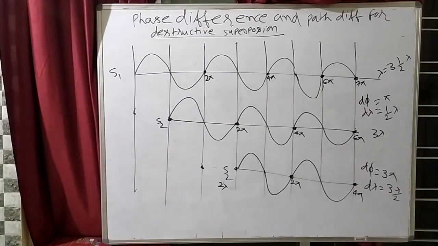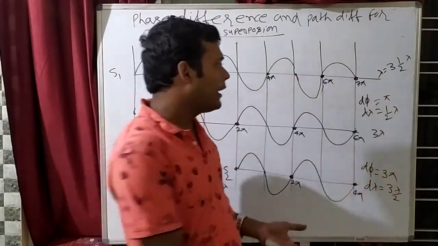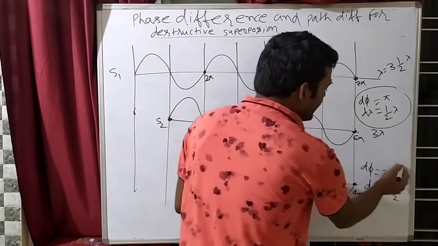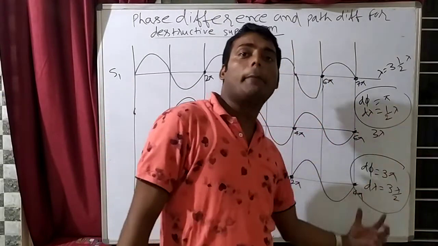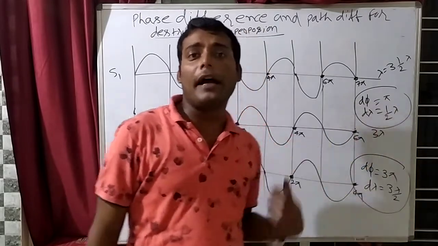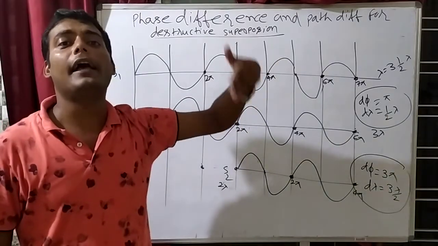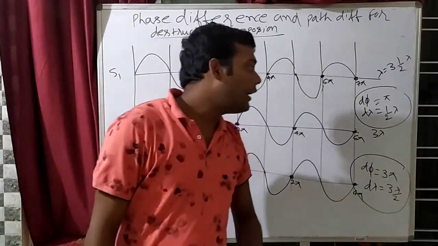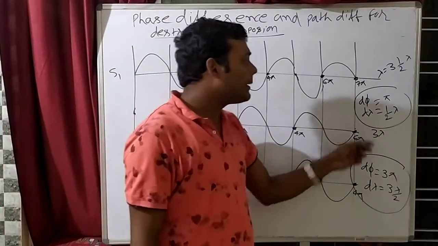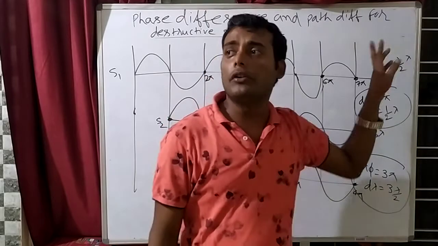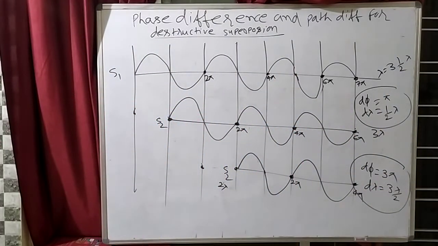What will be the condition of it? For this, the phase difference would be equal to pi, next 3 pi. Phase difference would be pi, 3 pi, 5 pi, 7 pi, 9 pi, 11 pi. That means the phase difference will be an odd multiple of pi, and then it will be destructive superposition. Or if the path difference is lambda by 2, 3 lambda by 2, 5 lambda by 2, 7 lambda by 2, this will be the condition for destructive superposition.